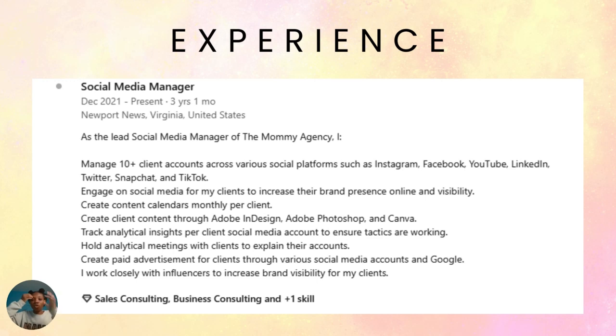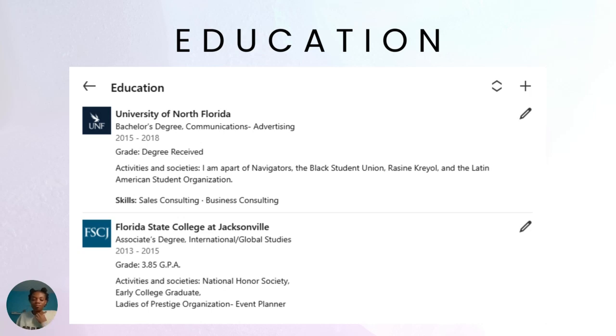You don't just want to say what you do and how you do it or who you are. You want to make sure you go into detail. What are some things that you've achieved in this role? What do you do in this role, right? So this is what needs to happen.